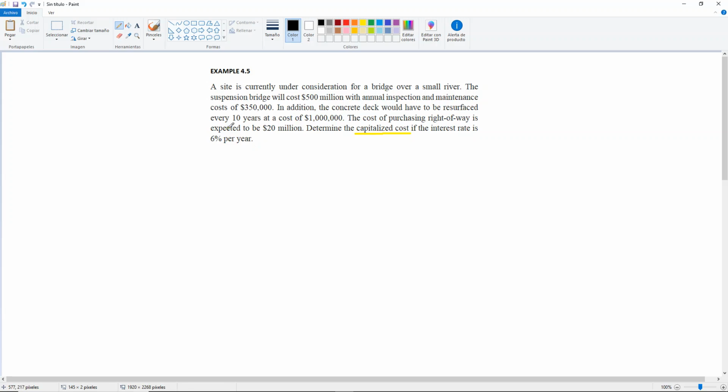Okay, so we mentioned that step number 1 is to draw a diagram for 2 cycles. Okay, so if we look at everything we have here, we have the initial cost, then annual inspection and maintenance that is repeated every year. Then it says that the concrete deck would need resurfacing every 10 years. Okay, so this one gets repeated every 10 years.